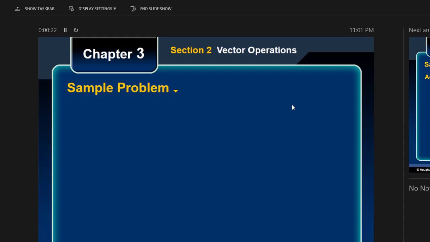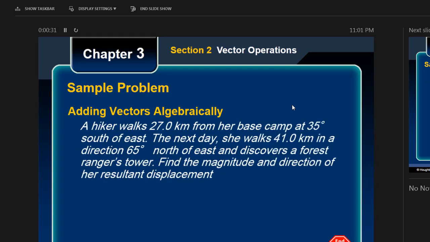We'll start with the vector operations. Just a quick reminder, but that quick reminder should be with a sample problem. So, as you can see, we have a problem.